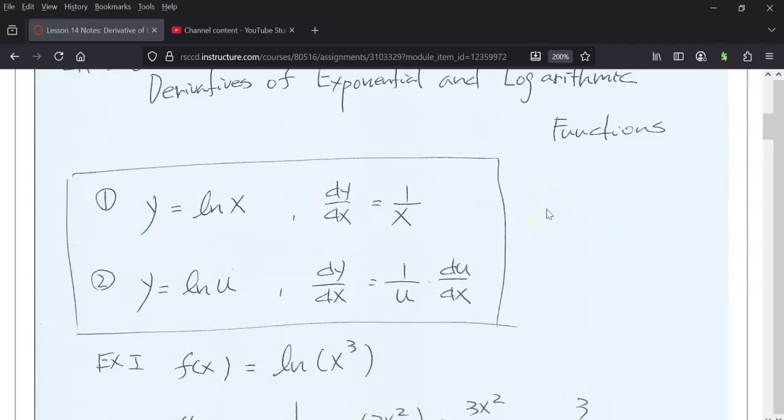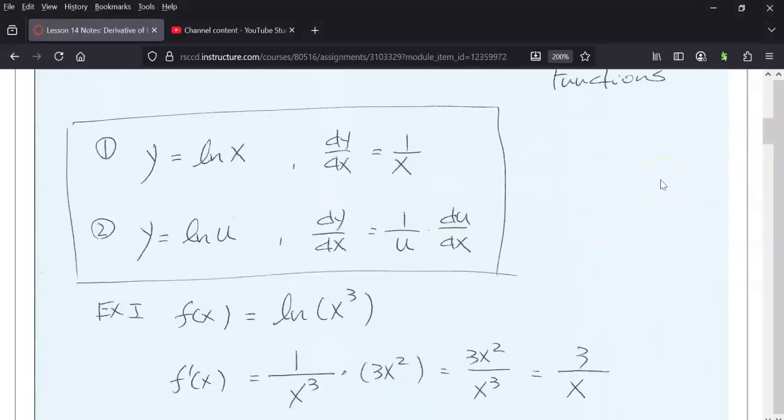Derivatives of exponential and logarithmic functions. All right, so let's start with some natural logs. There are two rules we want to remember. Rule number one: y equals ln of x. When we take the dy/dx, it is simply equal to 1 over x.